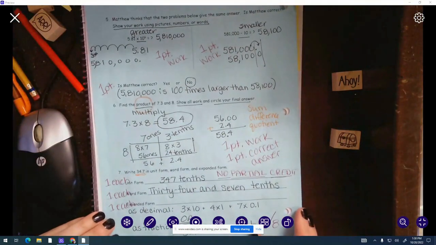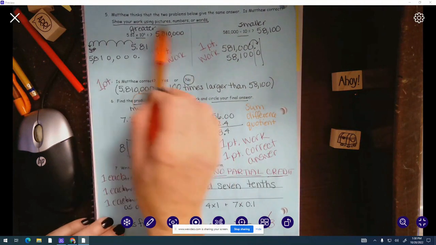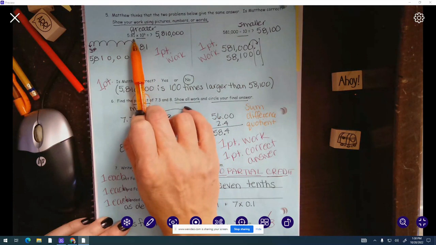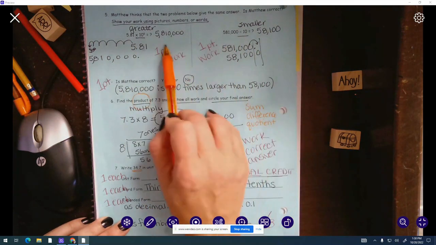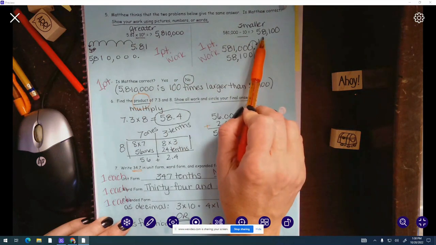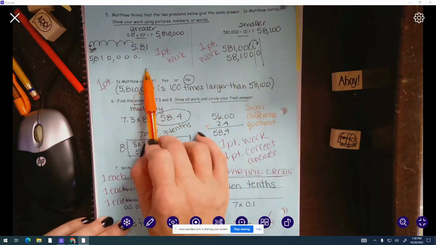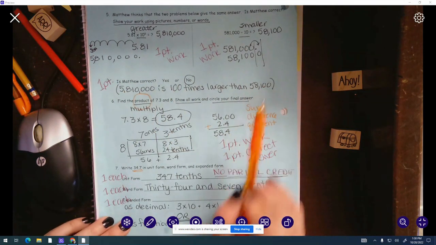The second page is also worth 8 points. You get 1 point for being able to show your work that shows that you can identify what this is. You can put this in standard form, 1 point. You can put this one in standard form, 1 point. And if you identify, in this case, that they're not the same, 1 point. You do not need the sentence. It's just me explaining it to you.